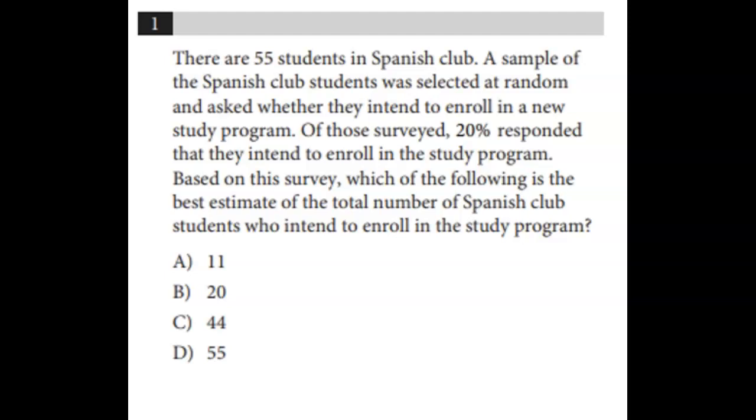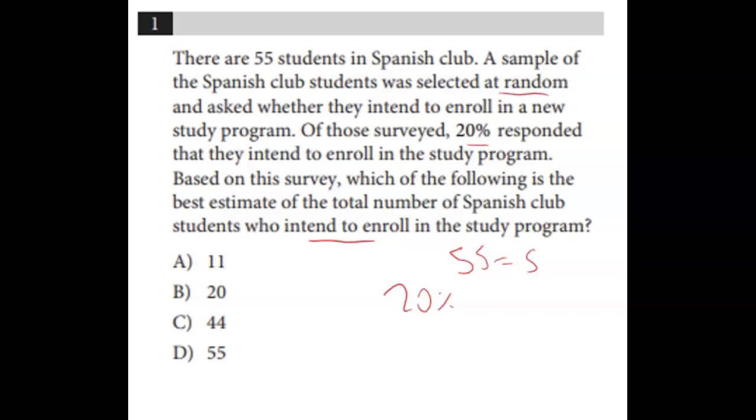All right. Number one, there are 55 students in the Spanish club, so 55 students. A sample of the Spanish club students was selected at random and asked whether they intended to enroll in a new study program. Of those surveyed, 20% said that they would enroll in the study program. Based on the survey, which of the following is the best estimate of the total number of Spanish club students who intend to enroll? So 20% intend to enroll.